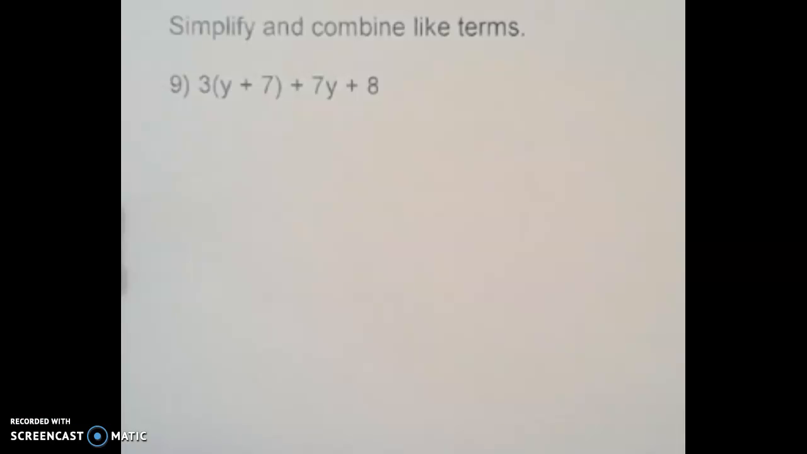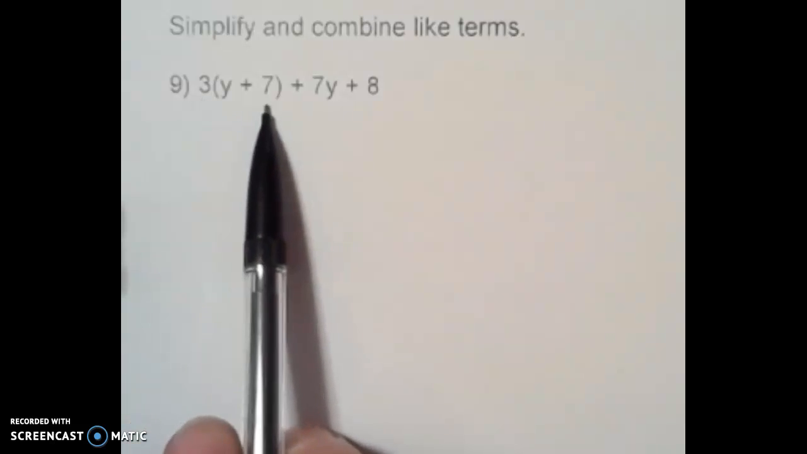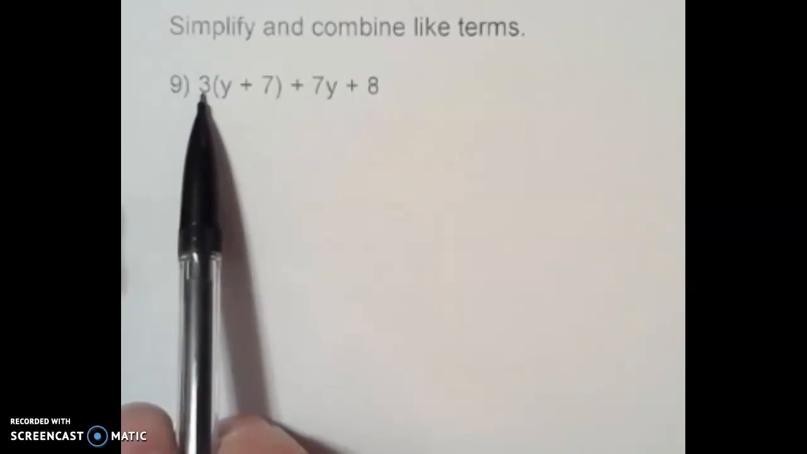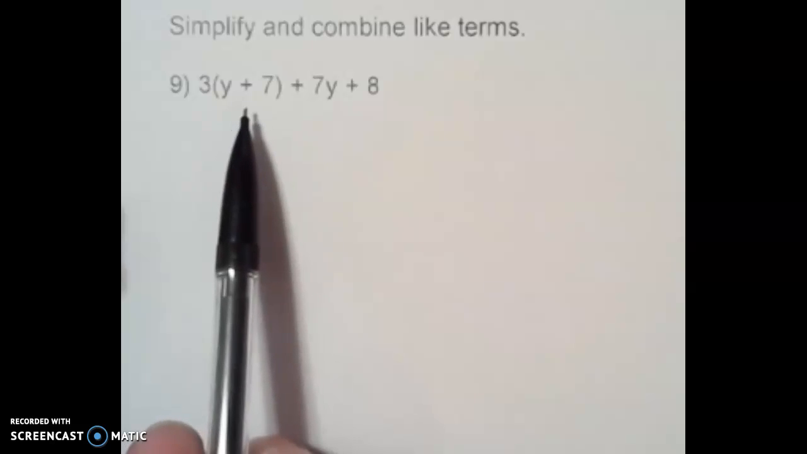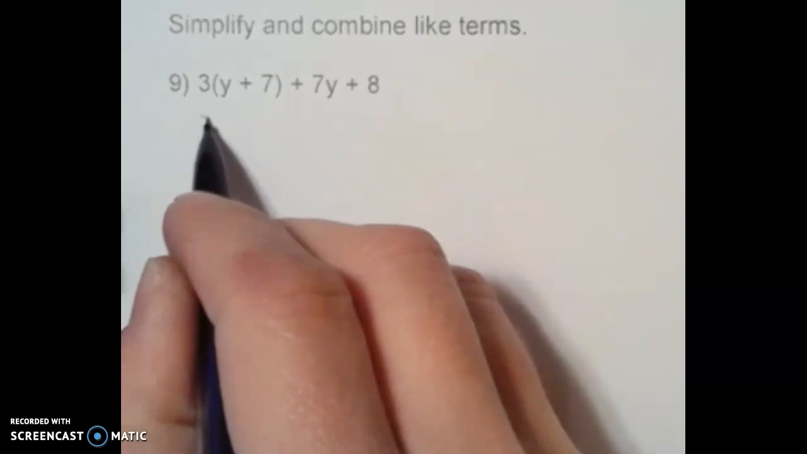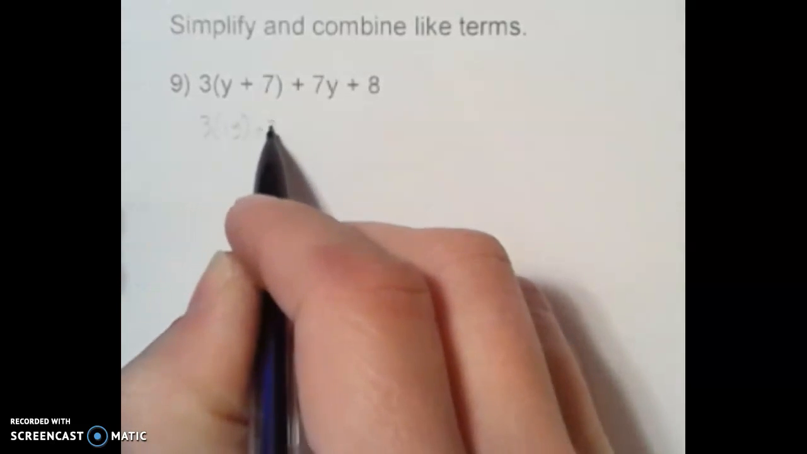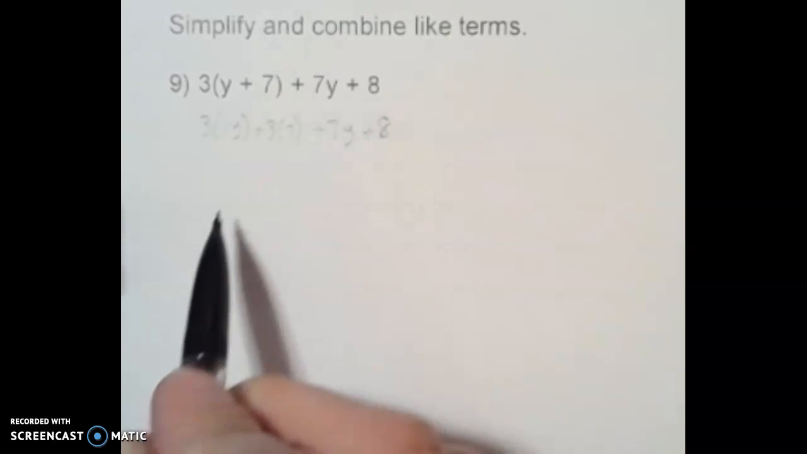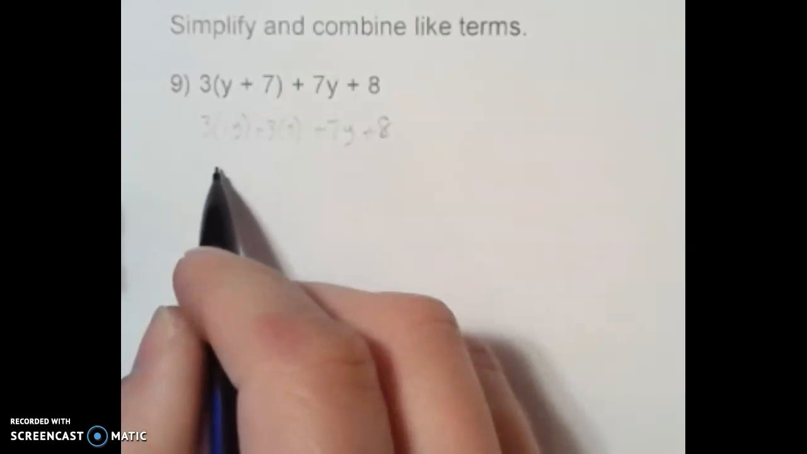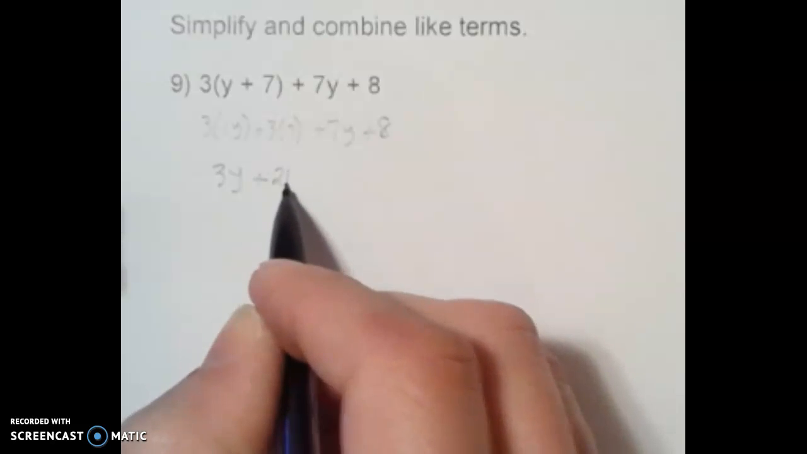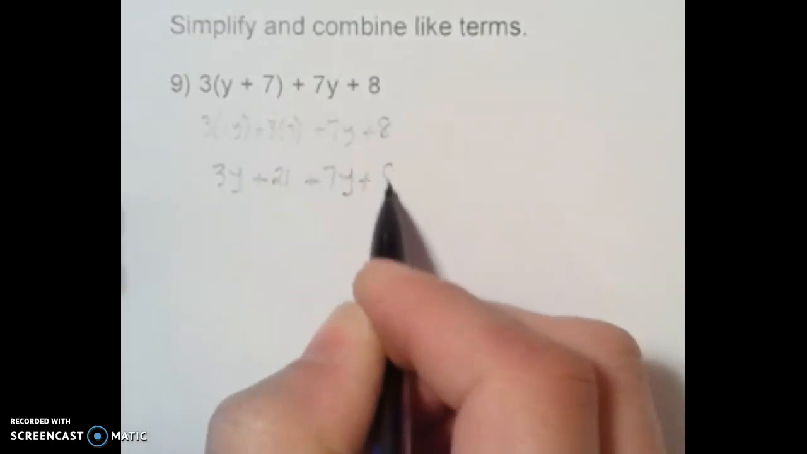Let's do some more practice distributing and then combining our like terms. In number 9, I have 3 multiplying y plus 7 in parentheses, and then plus 7y plus 8. So remember, I have to distribute the 3 to these terms in parentheses first before I can add on the 7y plus 8. So if I distribute the 3, that's going to be 3 times 1y plus 3 times 7. And I'm just going to bring down plus 7y plus 8. When you multiply 3 times 1y, that makes 3y. 3 times 7 makes 21, so plus 21. And then bring down plus 7y plus 8.